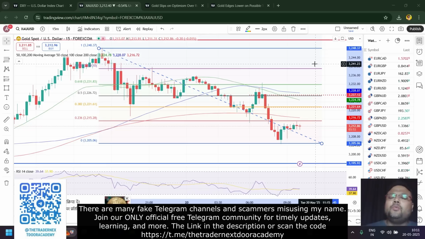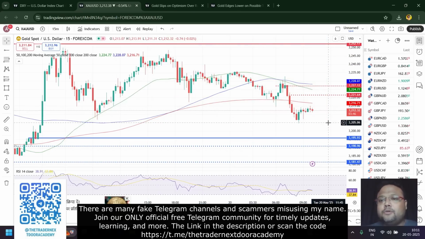How long do you need to wait? Wait again 1 to 2 minutes on the 15 minute chart. If you see the market is showing price rejection from above, then only go for a sell opportunity.